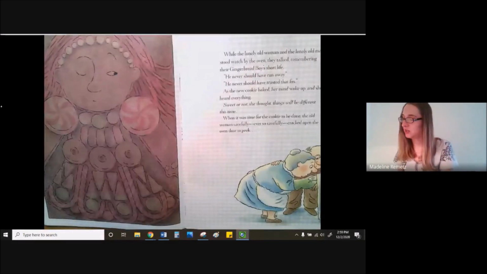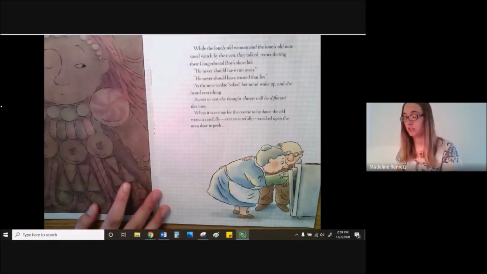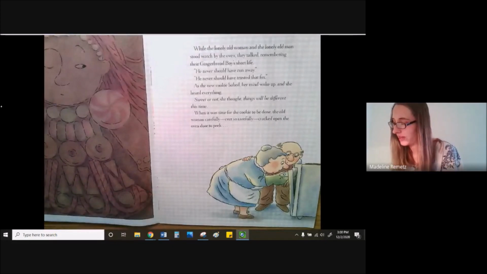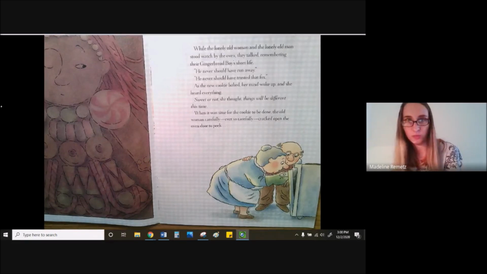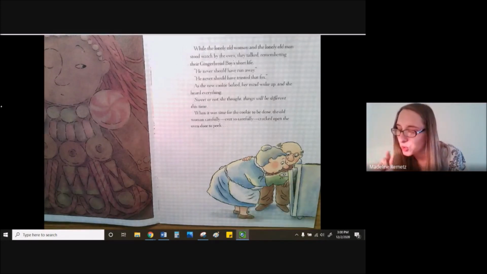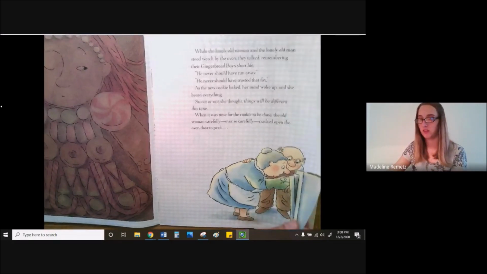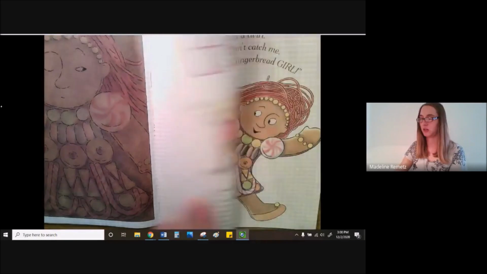While the lonely old woman and the lonely old man stood by to watch the oven, they talked, remembering the gingerbread boy's short life. He never should have run away. He never should have trusted that fox. As the new cookie baked, her mind woke up and she heard everything. Sweet or not, she thought, things will be different this time. When it was time for the cookie to be done, the old woman carefully, ever so carefully, cracked open the oven door to peek. Dot, dot, dot.